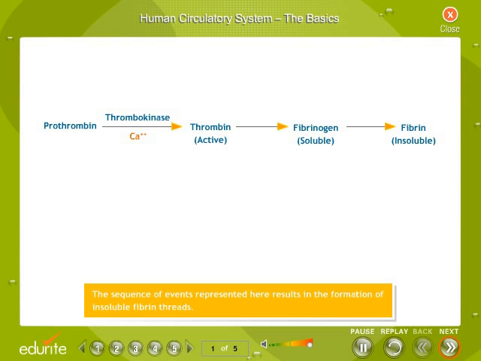The sequence of events represented here results in the formation of insoluble fibrin threads. The fibrin threads entangle the blood cells and form the clot, thereby preventing bleeding.